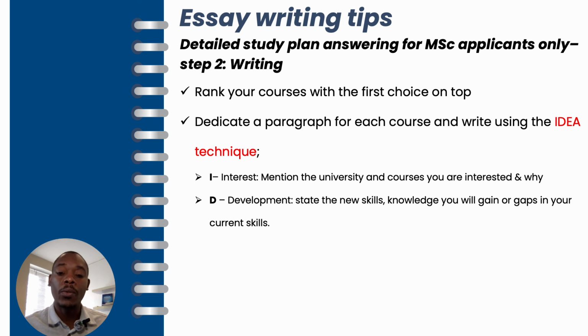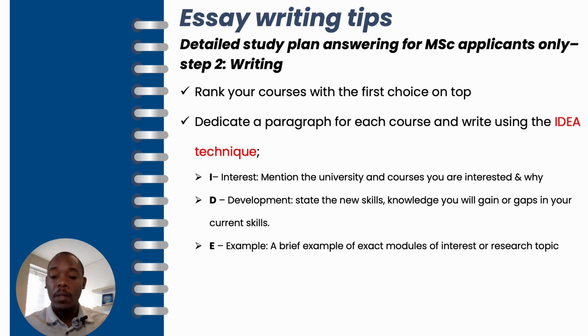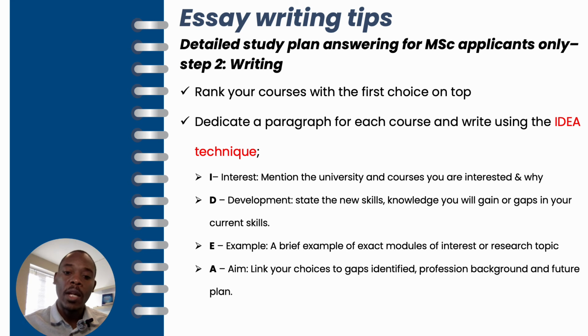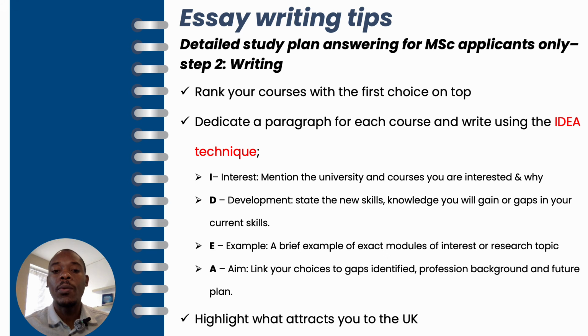So what skills are you going to gain from the studies? Give examples of brief modules that are going to help you gain those skills that you need, or the research that you want to carry out for you to gain the skills that you need at that university. And also aim to link the gap that you are going to identify to either your professional background or your future career plan. And once you write that essay in that manner, it will be able to flow and be easy for the reader to remember.